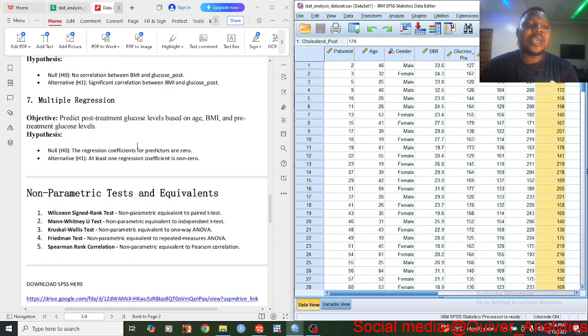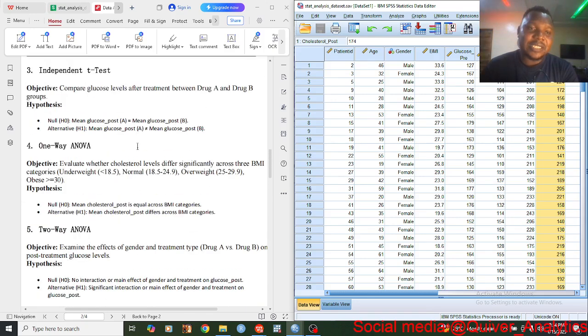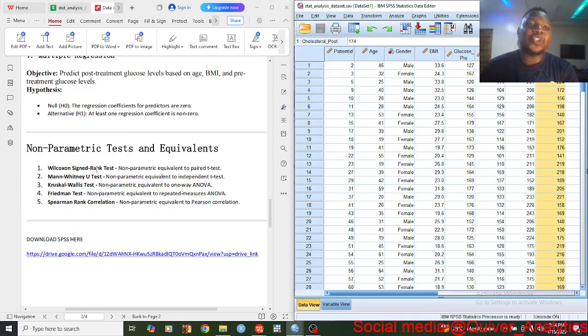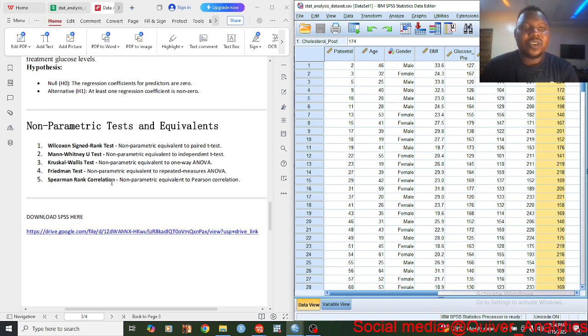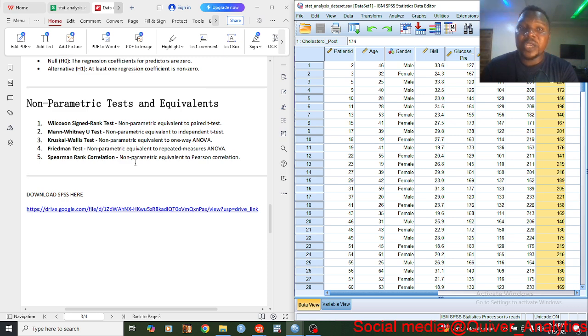All right. So we are saying that for each of these parametric tests, there are equivalent non-parametric tests: Wilcoxon signed rank test, Mann-Whitney test, Kruskal-Wallis test, Friedman test, Spearman correlation. There are also chi-square tests.